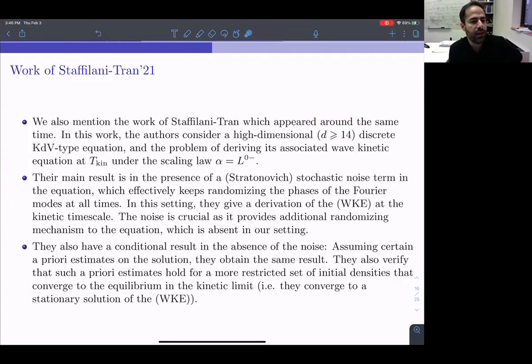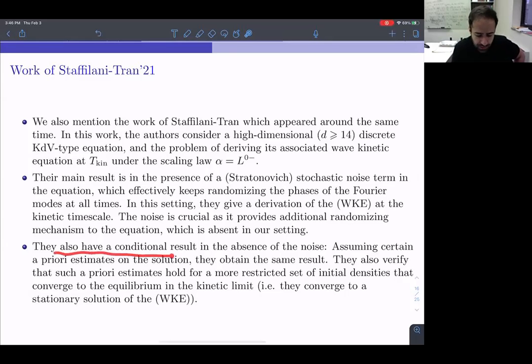So they consider the equation in the presence of a stochastic or noise term in it, a Stratonovich stochastic noise term, which effectively keeps randomizing the phases of the Fourier modes at all times. And in this setting, they give a derivation of the wave kinetic equation at the kinetic time scale. It should be pointed out here that the noise is crucial for that result, because it provides an additional randomizing mechanism to the equation, which is absent when you keep the equation deterministic and only randomize the initial data.